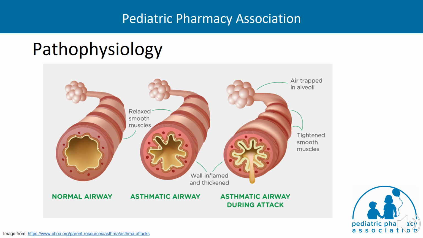This diagram explains the pathophysiology of an acute asthma exacerbation. As you can see, there's an asthmatic airway compared to the asthmatic airway during an acute exacerbation. The difference is that the asthmatic airway has relaxed smooth muscle, but the wall is still inflamed and thickened. During the acute exacerbation, there's bronchospasm and mucus production that causes the classic symptoms of wheezing, coughing, as well as trouble breathing of patients with an acute exacerbation.